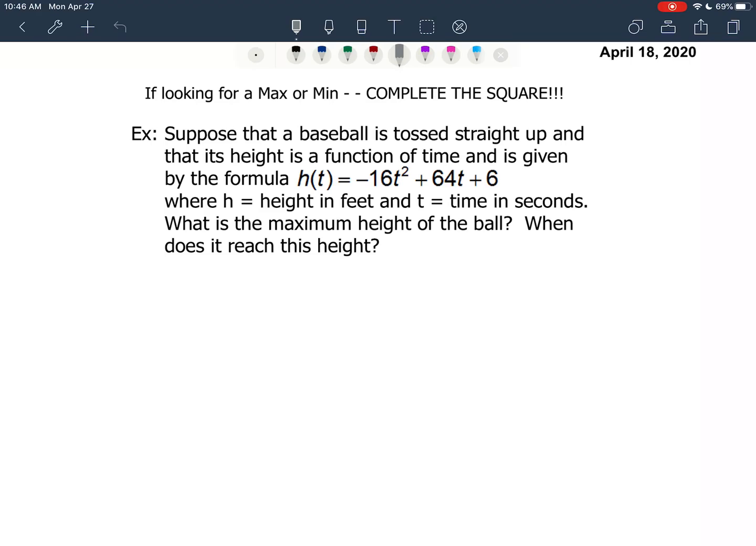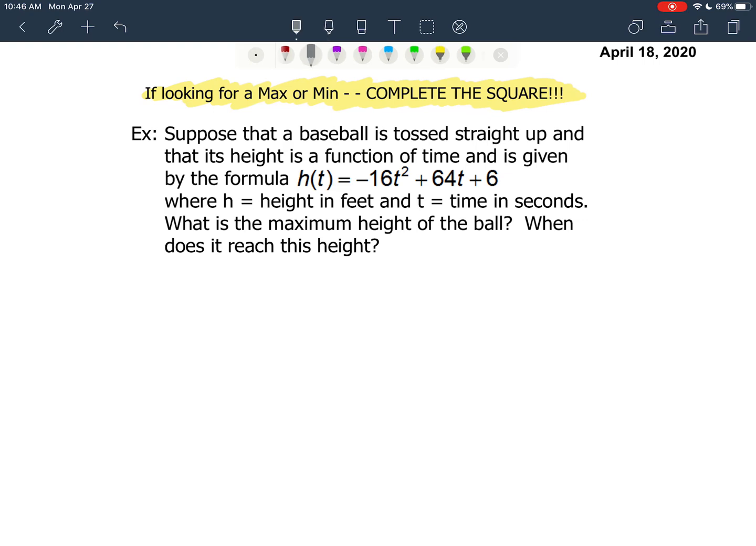When we have a word problem and they ask you to look for the maximum or the minimum, that we need to find a maximum or minimum value, chances are we need to complete the square. Chances are going to be extremely good in the practice problems you're going to have, like 100% good, that this is the process that you need to take.